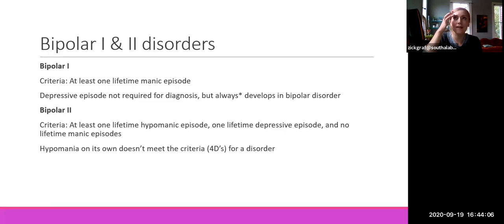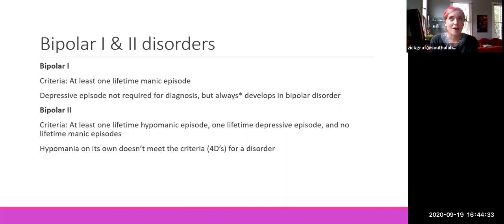And the reason that a historic depressive episode is required to diagnose bipolar 2 is that mania in and of itself isn't actually disordered or impairing. Arguably, it's not a symptom of psychopathology. It's just a mood state that feels really good and doesn't have any negative consequences. Because for it to have negative consequences, that would by definition make it a manic episode, which is something else that we'll talk about in a few slides.